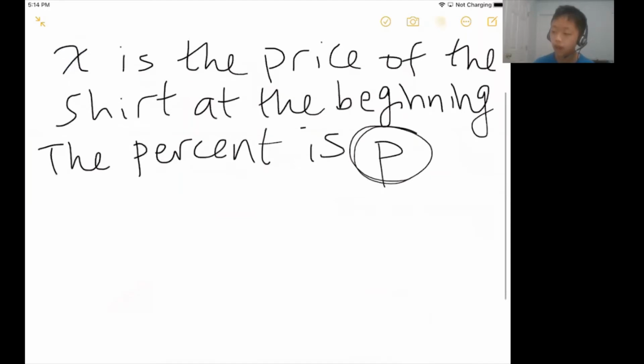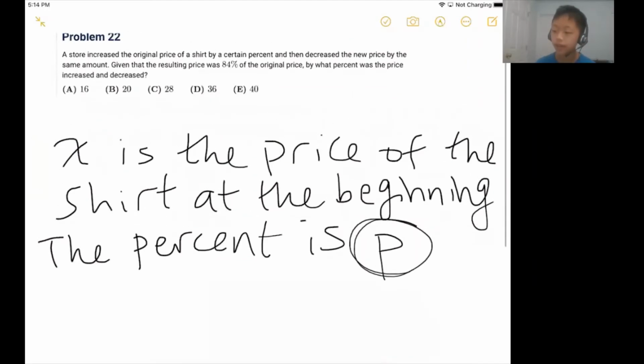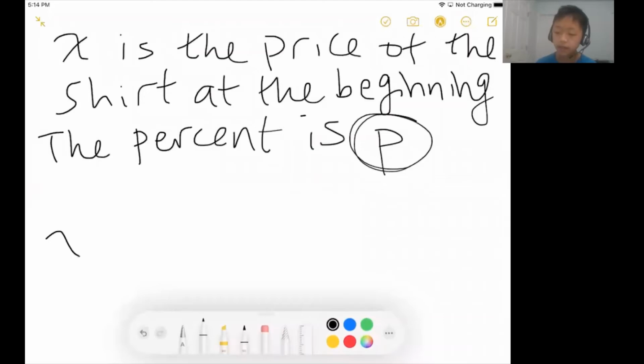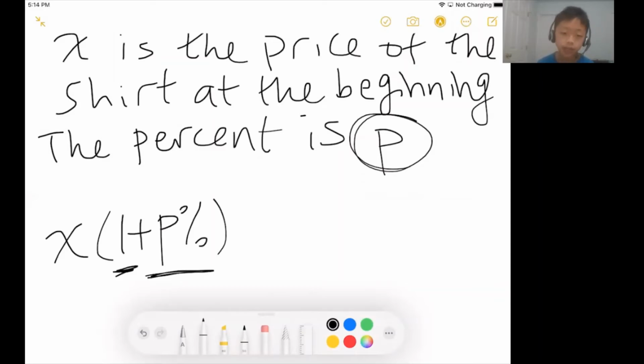We're first given that a store increased the original price of a shirt by a certain percent. So we're first going to take X and increase it by P%. Increasing by P%, you can write this as 1 plus P%. This 1 represents the original price of the shirt, and this plus P% means you're increasing the shirt by P%. So (1 plus P%) times X represents the price of the shirt after the price is increased.